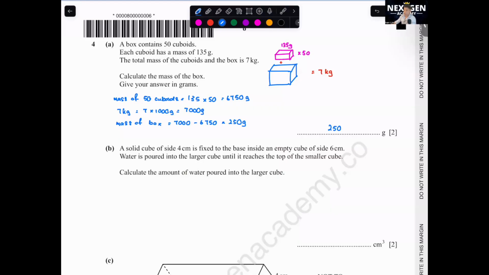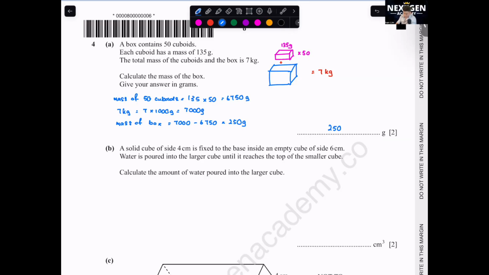Okay, next one. This one is a bit tricky already. A solid cube of side 4 cm is fixed to the base inside an empty cube of side 6 cm. Water is poured into the large cube until it reaches the top of the smaller cube. Calculate the amount of water poured into the large cube. Did anyone get the answer for this question? A solid cube of 4 cm, put into a slightly bigger cube, which is 6 cm.